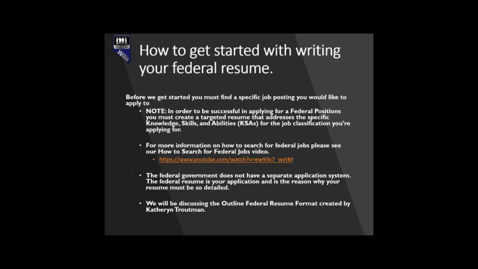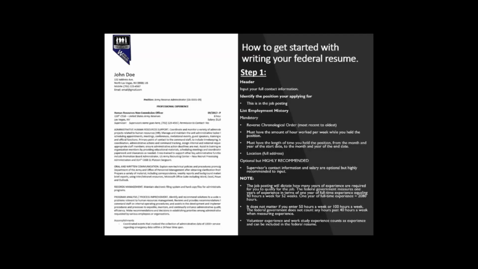So, first step, we're going to have to create your resume shell. To the left, there's an example of a federal resume. This is just one job posting. This is what your end product will look like or come close to looking like. Notice how there's administrative human resources and support, oral and written communication, all in caps. Those are your KSAs. You're going to be discussing your KSAs in paragraph format, and you're going to be outlining each individual KSA, which is the reason why it's called an outline format.